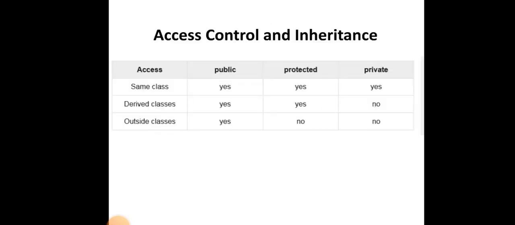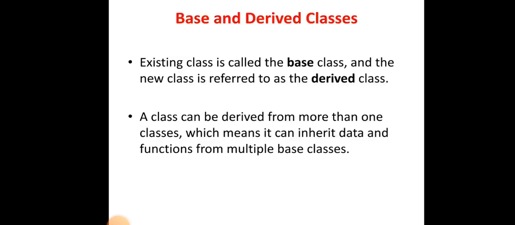There are three types of access specifier which help in inheriting the data. They are public, protected and private. Public data can be used in the same class and in derived classes and also outside the classes. Protected data can be utilized in the same class and in derived classes, but not outside the classes. Private data can be used within the base class. It cannot be used in the derived class or outside the classes.